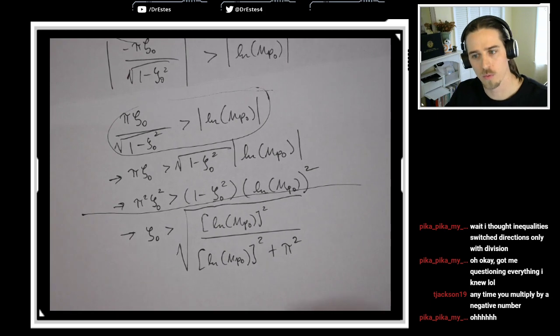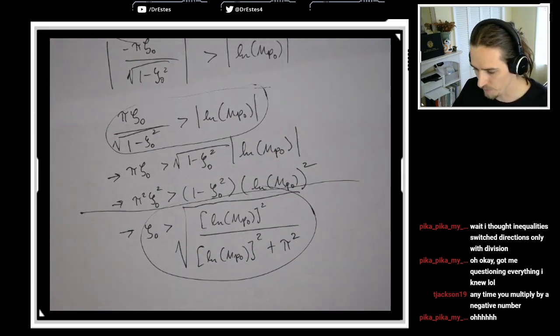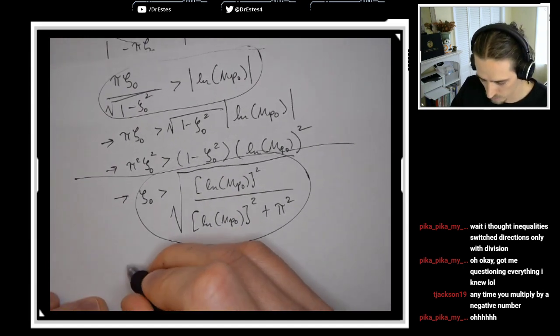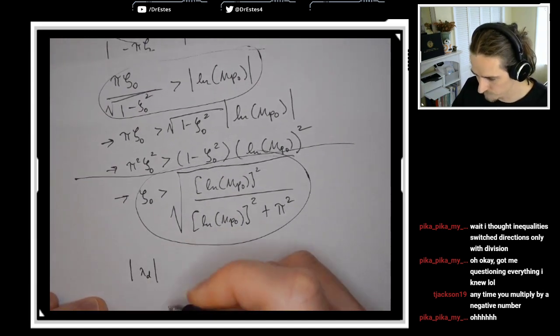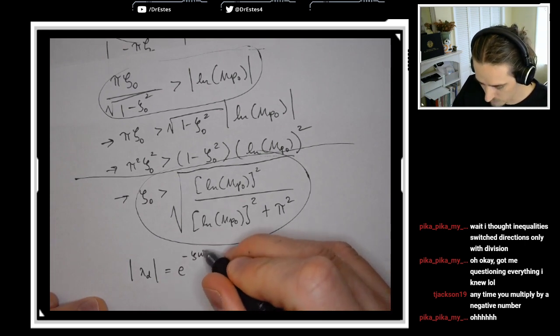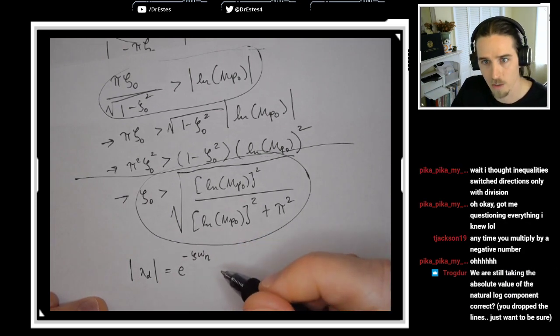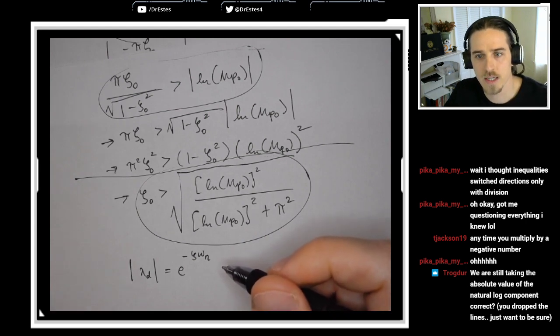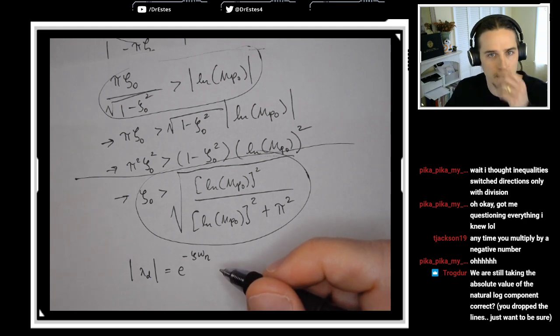So what does this mean for the magnitude of our discrete root if the damping ratio has to be greater than this? So our magnitude, let's just write this expression again. It's e to the minus zeta omega n. We're still taking the absolute value of the natural log component, correct? You dropped the lines, just wanted to be sure.